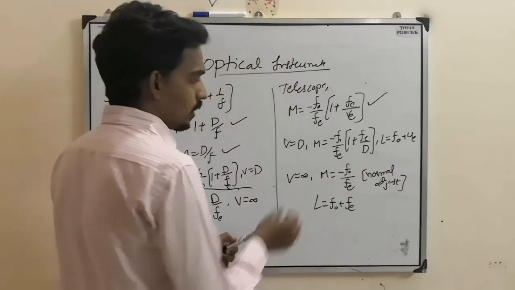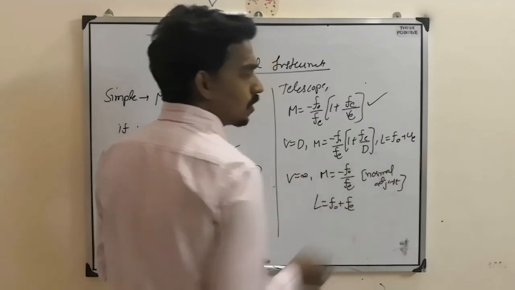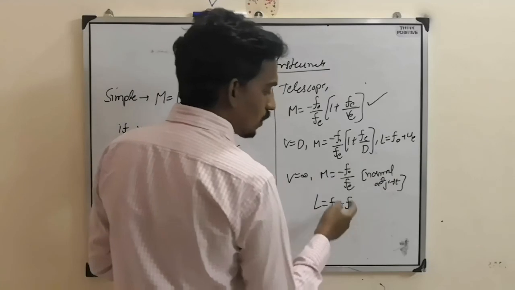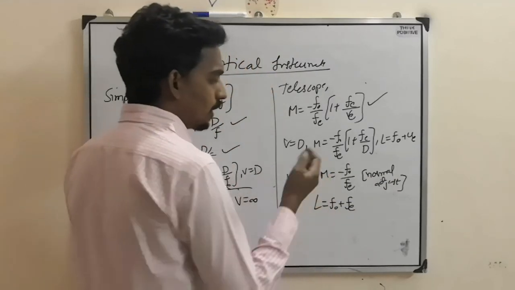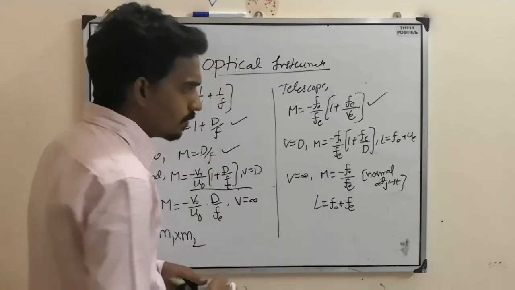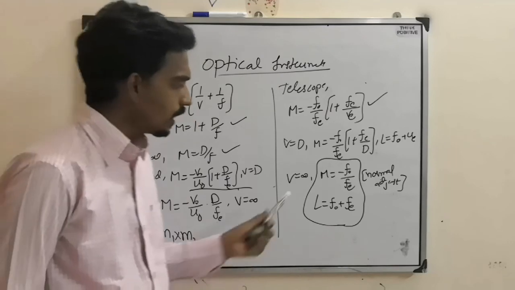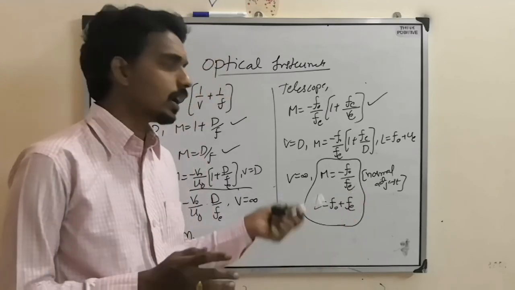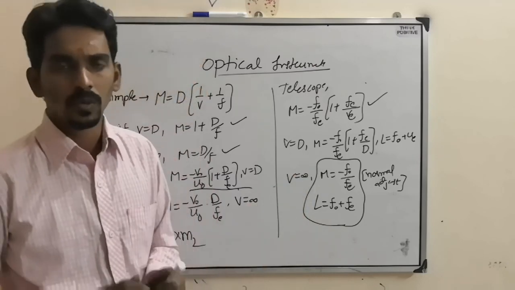Usually they will ask questions on this. Under one condition the length is F0 plus UE, and under the other condition it is F0 plus Fe, with UE equal to Fe. These are the two formulas you need to remember, and many times they ask questions based on this. When the final image is at infinity, they will mention it in the question as normal adjustment. So based on this also they used to give questions.